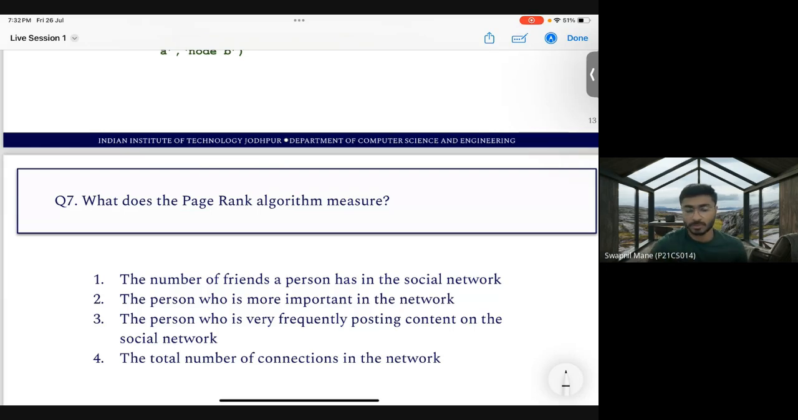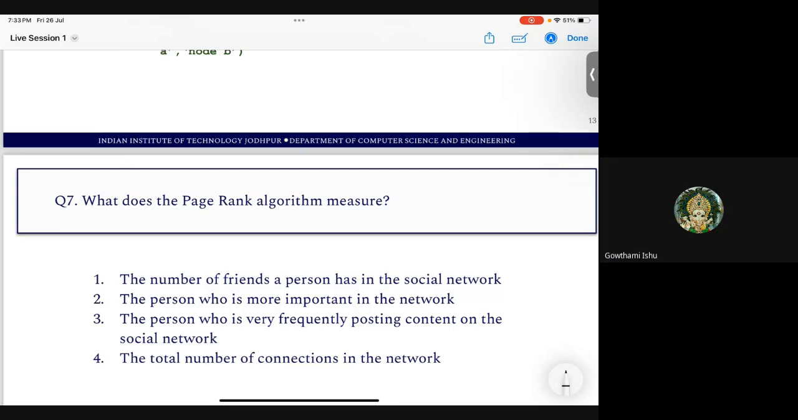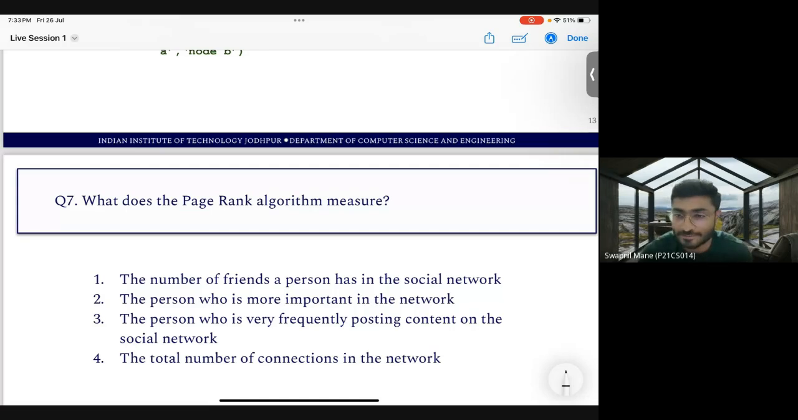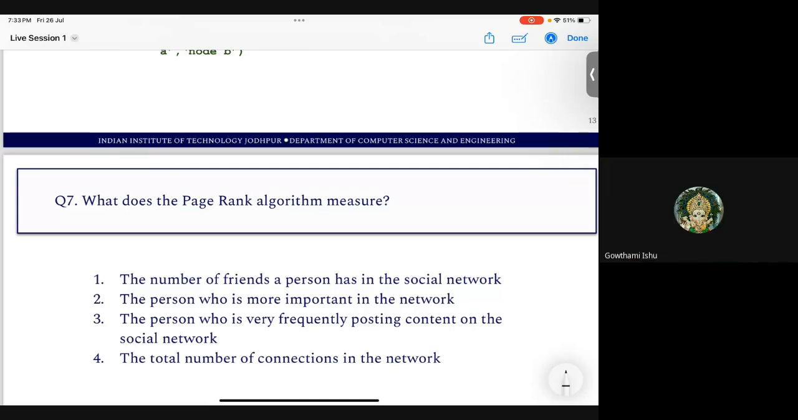But suppose I have created one web page, okay, and yeah, Gautami, you are saying something? No, sir, you continue, sir. Sorry, I'm not getting what you are saying. I have no doubt, sir. You continue, sir. Okay.